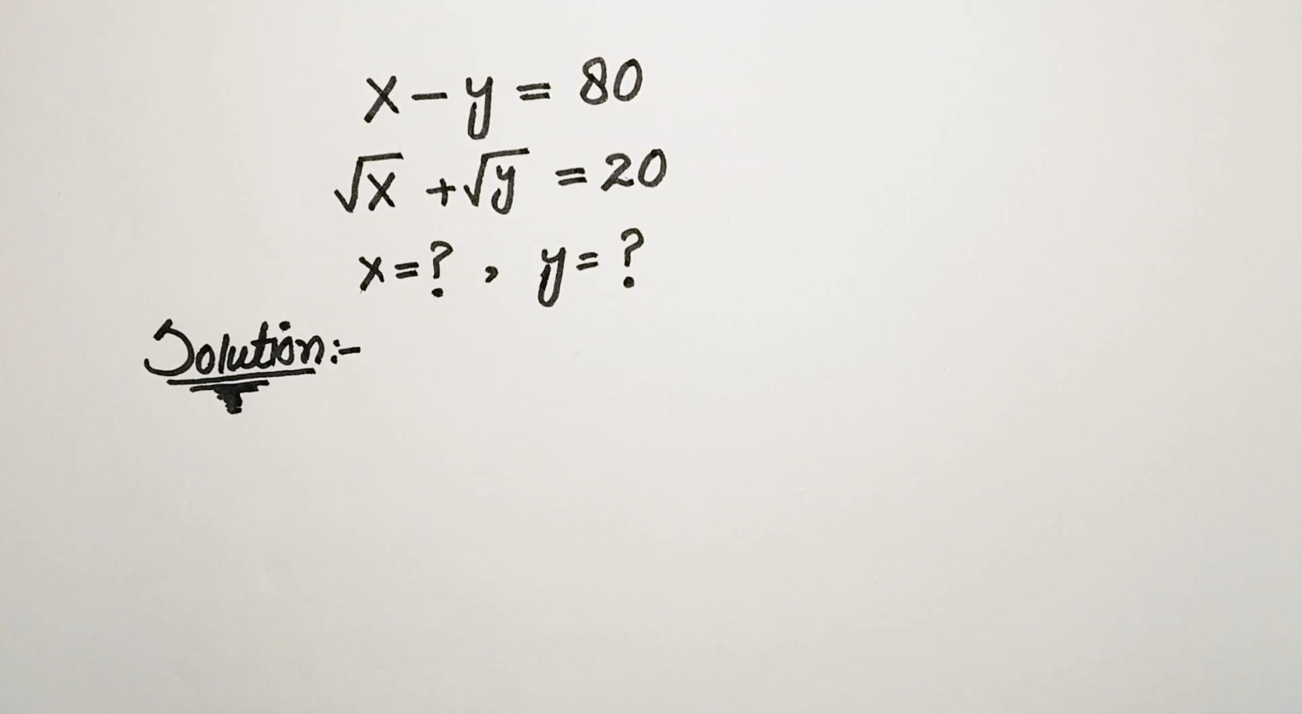So today our question is x minus y is equal to 80. It is our equation number 1, and the next one is square root of x plus square root of y is equal to 20. So it is our equation number 2. We have to find the value of x and y.